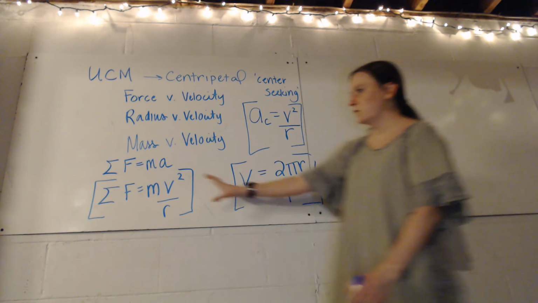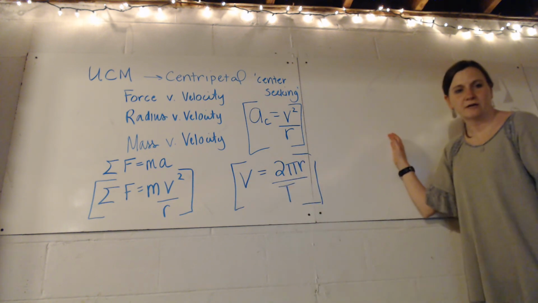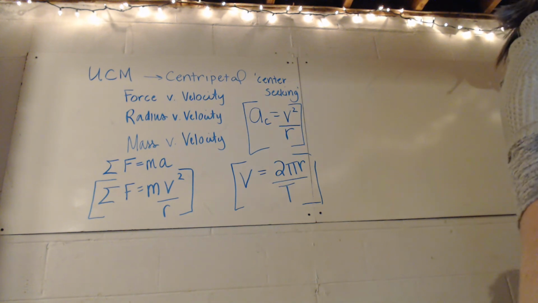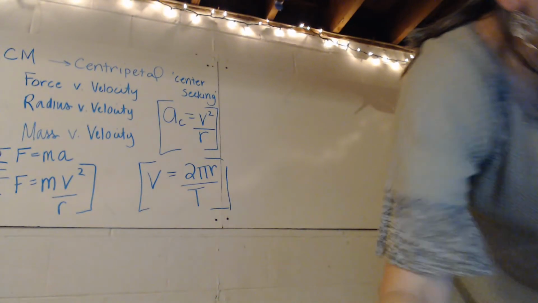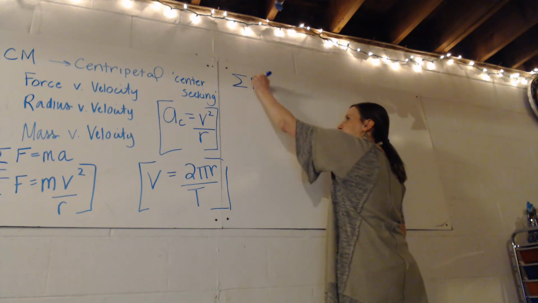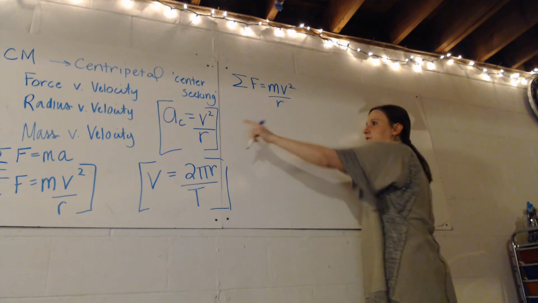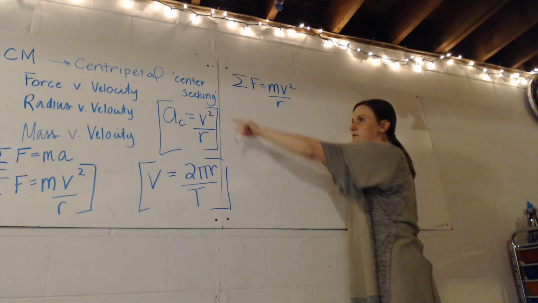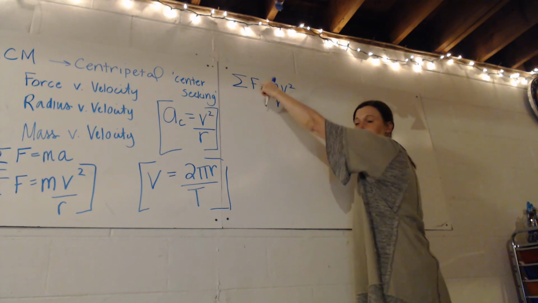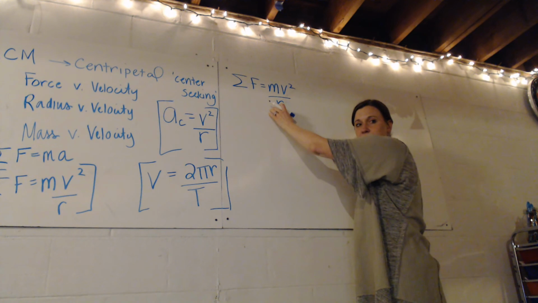Now, this is the one that we really focused on in that lab. So I'm going to come over here and talk about what those relationships should have looked like. So if we come back to that equation, the sum of all forces is equal to mv squared over r. The first thing you did in the lab, you looked at force versus velocity. If we look at that in the equation, you held the mass constant and you held the radius constant when you did that lab.